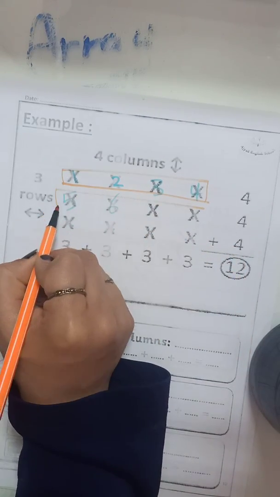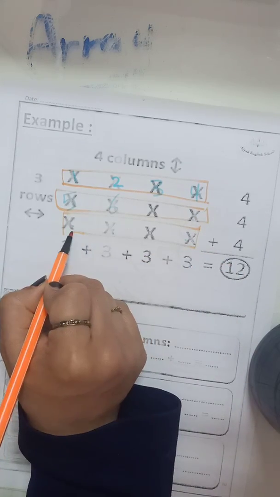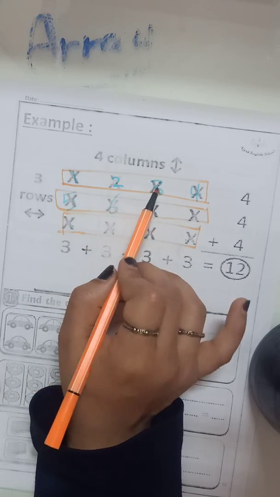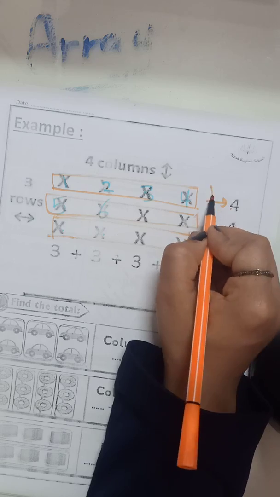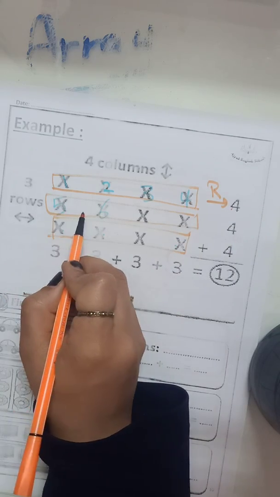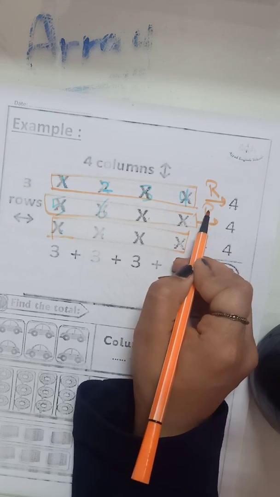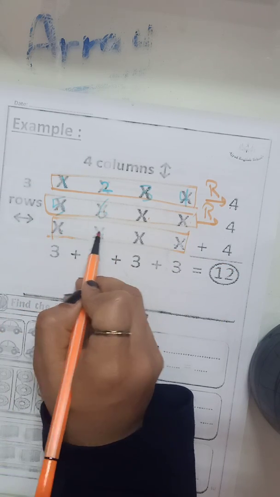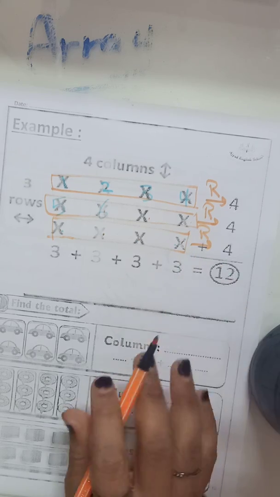How many rows here? 1, 2, 3. And any row has how many elements? 1, 2, 3, 4. The first row has 4. And the second row, 1, 2, 3, 4. The second row has 4. And the third row, 1, 2, 3, 4. The third row has 4 elements.